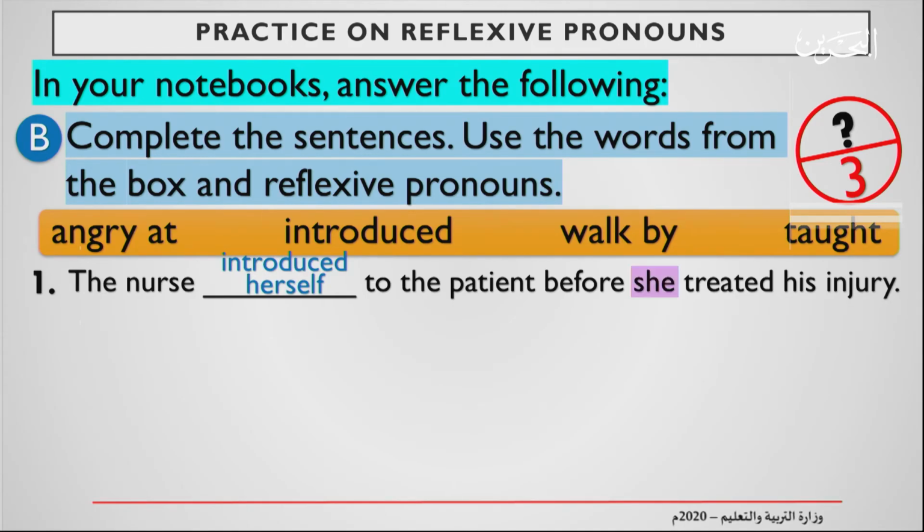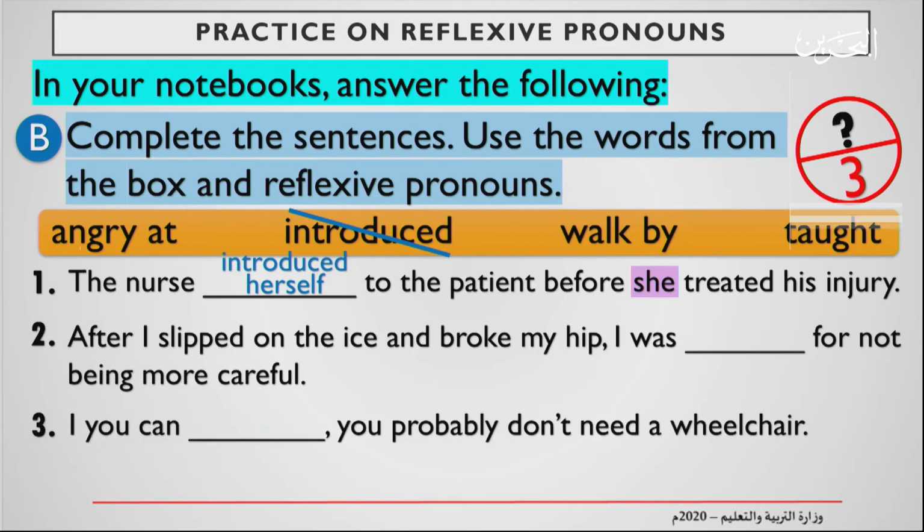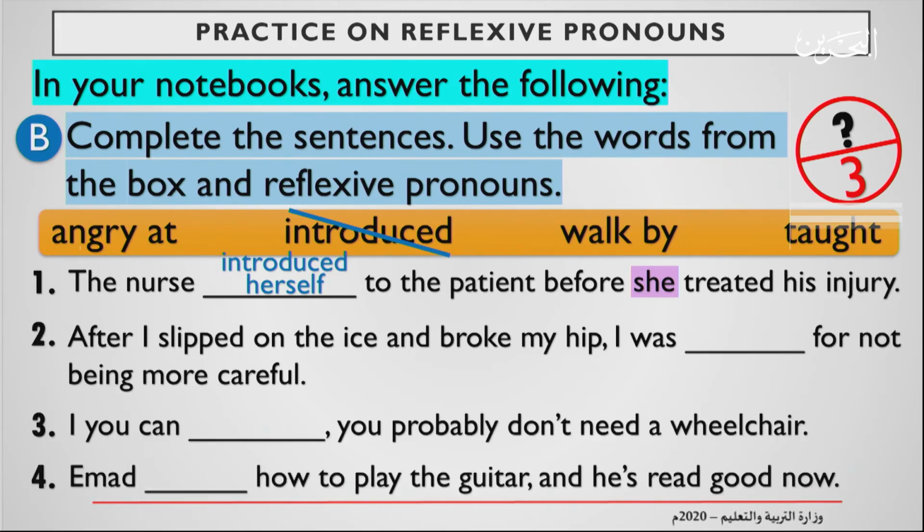How did I come up with that? Because I have a she. That's why I said herself. And I cross that out. So you have second one, third one, and a fourth one. And you have 3 minutes.